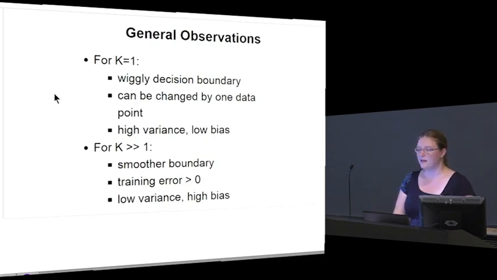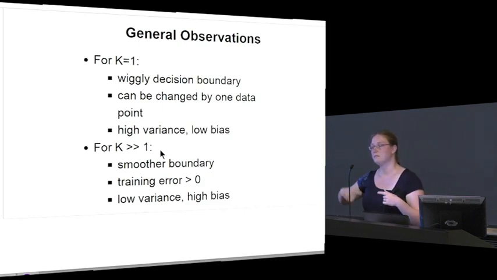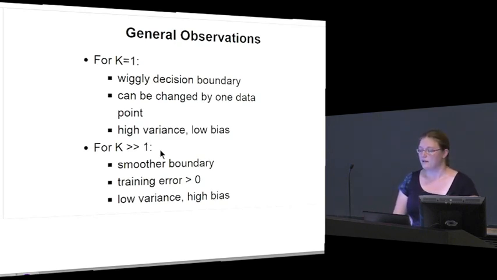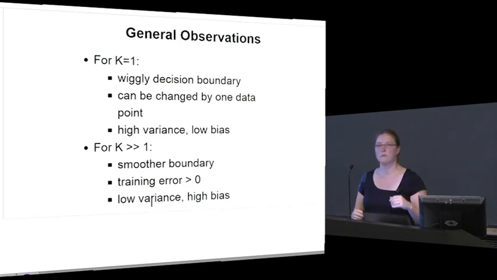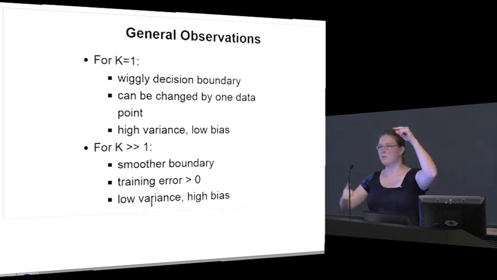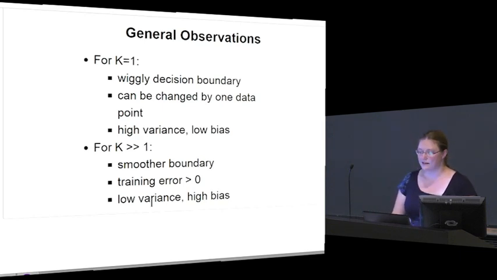If I make K very large, I end up with a very smooth boundary. I have a training error, right? So if I predict my training data points again, I actually make mistakes on the data I've seen before, but I have a low variance. So even if you do this random subsampling, because K is so large and your boundary is smooth, you're most probably going to end up with nearly the same thing. So the variance is then low, but you have a high bias. If your actual decision boundary is very wiggly, you'll have problems getting that decision boundary.